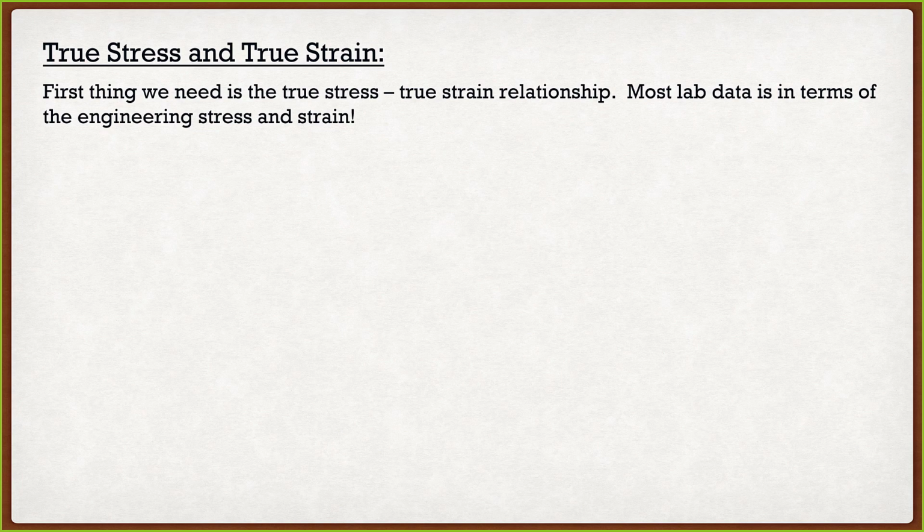All right. So when we go to the lab and we test the specimen, we always get the engineering strain, engineering stress relationship. However, when we input these points into ABAQUS, we want them in terms of the true strain and the true stress. So the first step that we're always going to do with our lab data is find the true stress, true strain relationship. Now, what's the difference between them? Who can answer that? What's the difference between true stress and engineering stress?